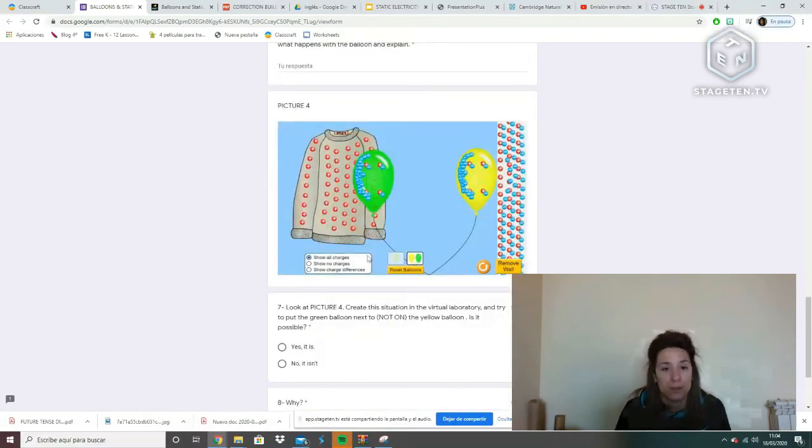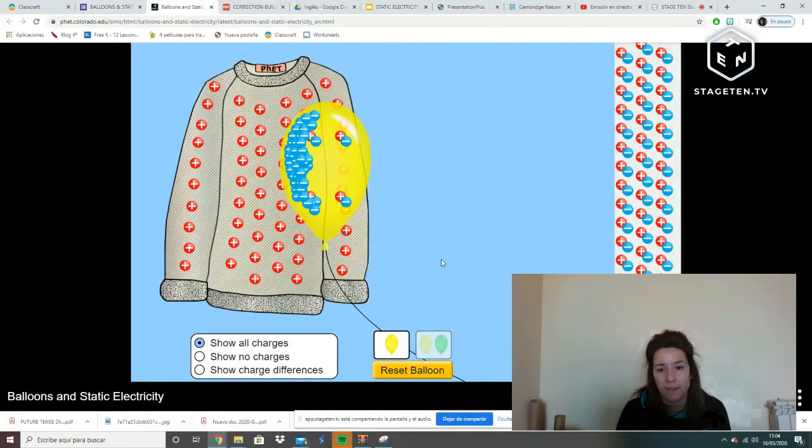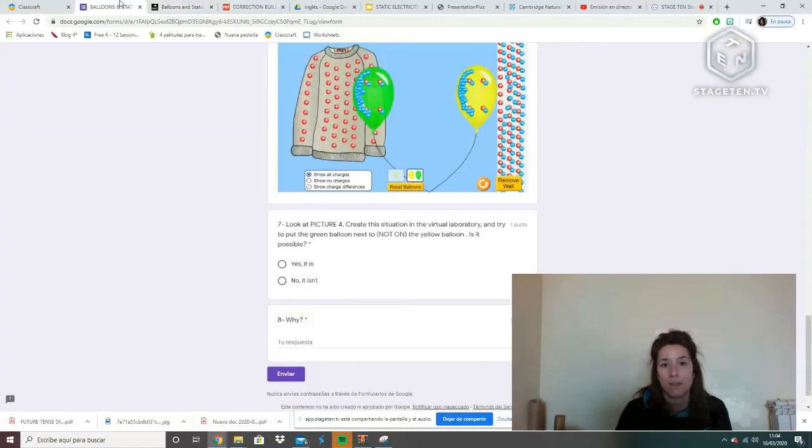In picture 4, we're using the two balloons and all charges. Okay, so look at picture 4, create this situation in the virtual laboratory and try to put the green balloon next to, not on, just next to, so yellow and green together, not on it. Is it possible? Yes, it is. No, it isn't. And why? Okay, so you recreate the situation with the two balloons together, all right?